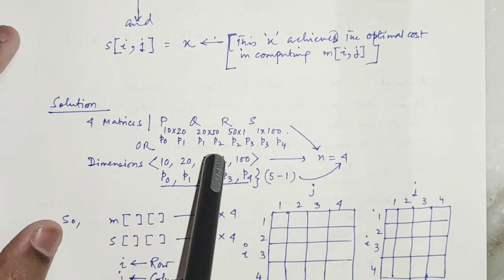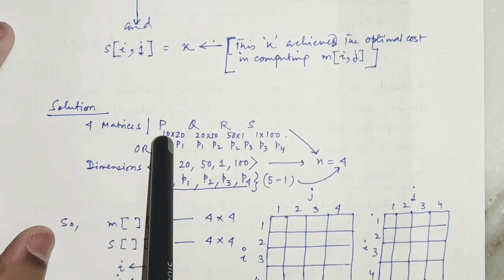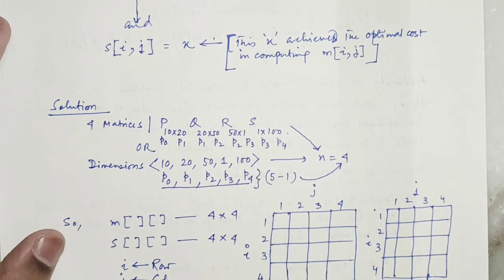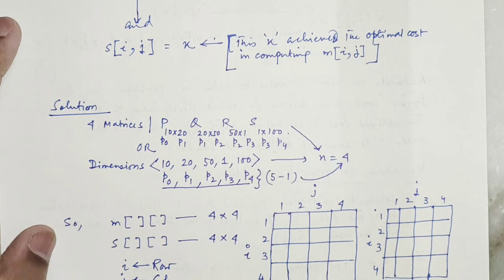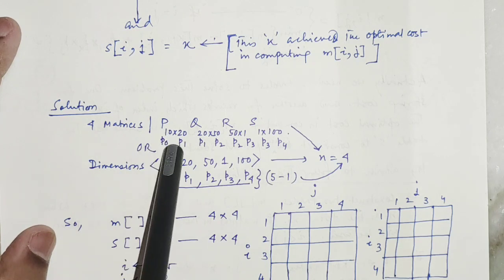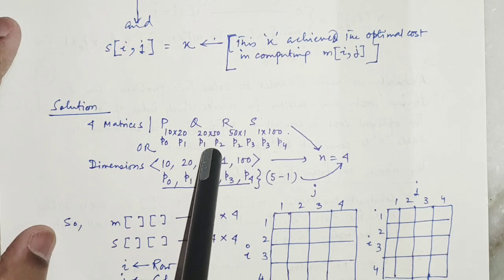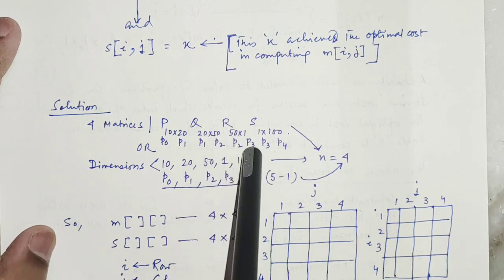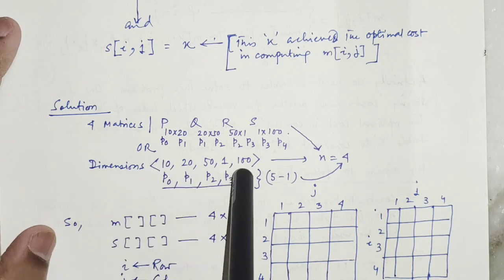So now, this is our problem. I have 4 matrices, P, Q, R, S, the dimensions are given, and you know the dimension sequence is indicated by the parameter p. For the first one, it starts from p0 into p1, p1 comma, p1 into p2, p2 comma, p2 into p3, p3 comma, p3 into p4. So this was given like the other approaches of the same problem.